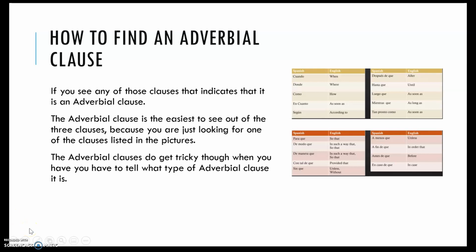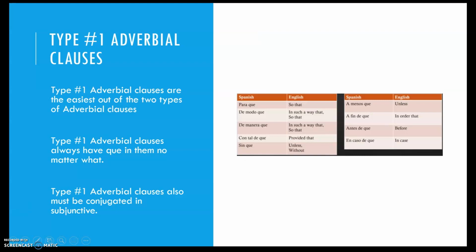And now I will show you the two types of adverbial clauses. So first we have type number 1 adverbial clauses. And this is probably the easiest out of the two types because as you see in the chart, all of these clauses have que, which is very important. You need to remember that they all have que. There's an easy way to remember when you're looking through a sentence or speaking to someone and you realize that all the adverbial clauses in type number 1 have que. And also, all type number 1 adverbial clauses are conjugated in subjunctive.